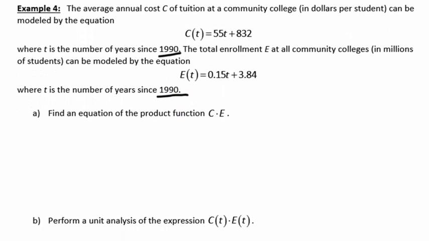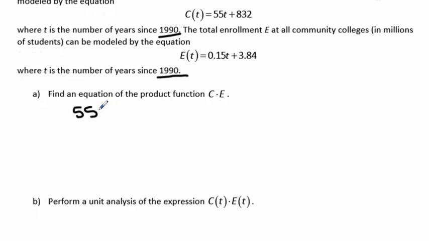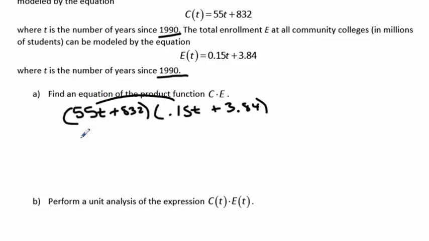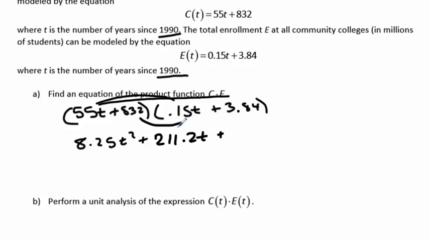Let's find an equation for the product function, C times E. So 55t plus 832, that's C, times E, 0.15t plus 3.84. Let's multiply these together to find C times E. 55 times 0.15 gives us 8.25 t squared, plus 55 times 3.84 gives us 211.2 t, plus 832 times 0.15 gives us 124.8 t, and 832 times 3.84 gives us plus 3,194.88.